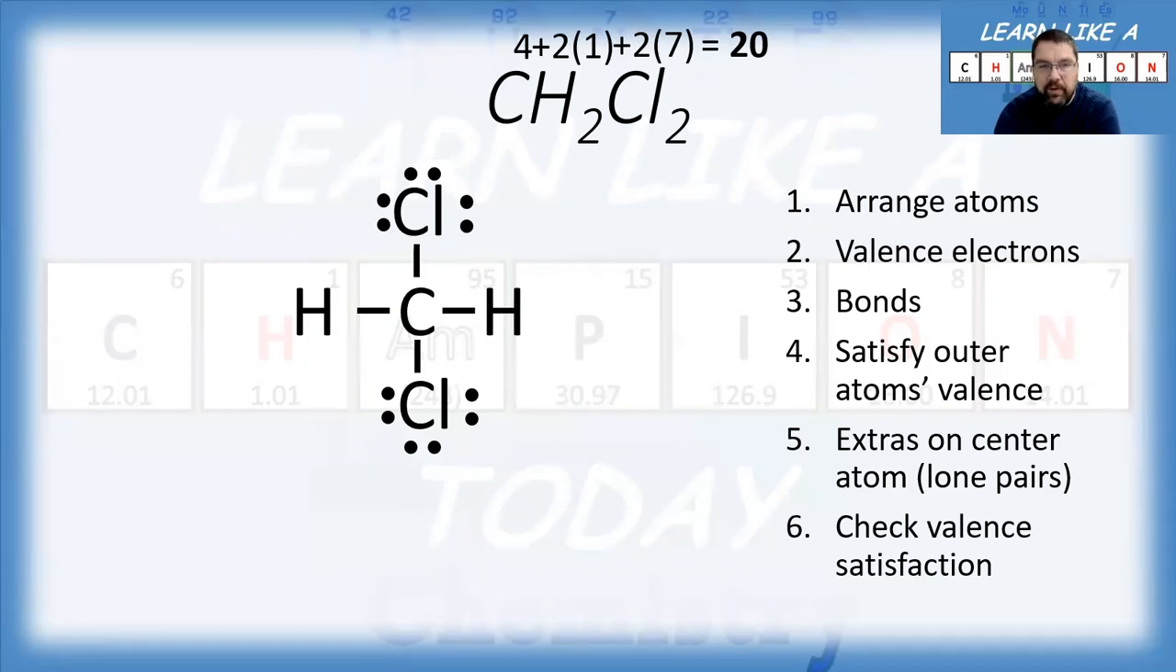If we check for valence satisfaction, the hydrogens are okay with the 2 bonding electrons, our chlorines each have 8, and we check the central atom, carbon: 2, 4, 6, 8, 4 bonds for a total of 8 electrons.